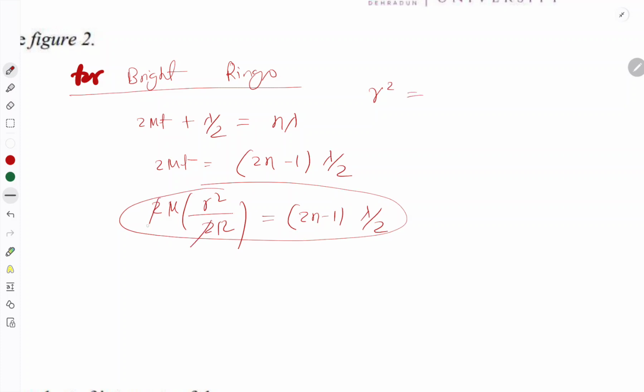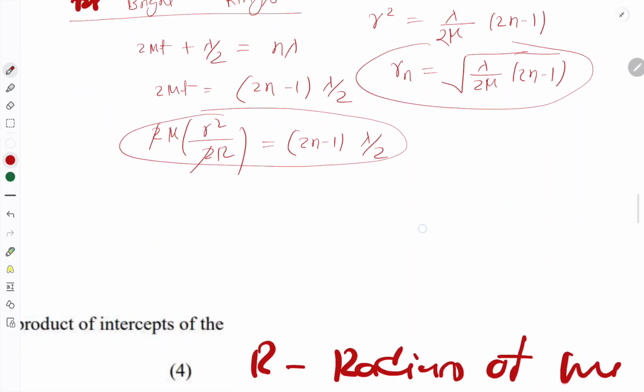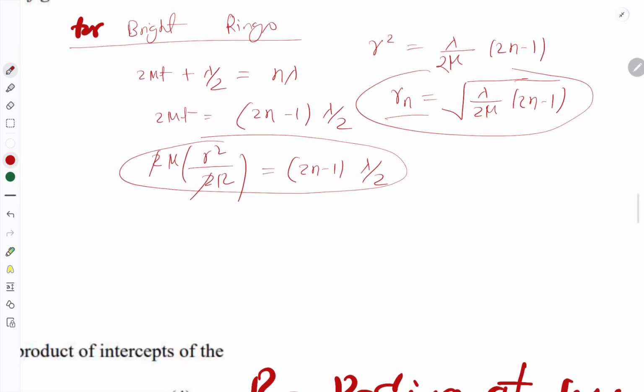So how much is r square? r square is nothing but lambda R (2n minus 1) by 2 mu. So the radius of nth Newton ring is the square root of that. Here we can easily find out the diameter also. Now move on to the second part. So this is the radius of bright fringe.